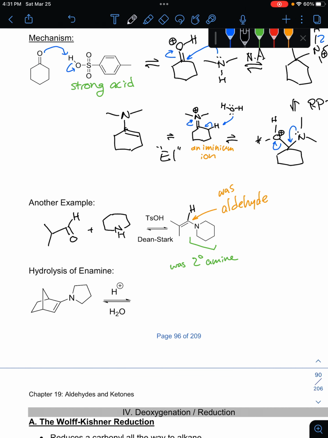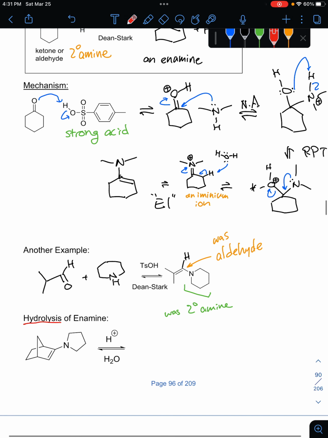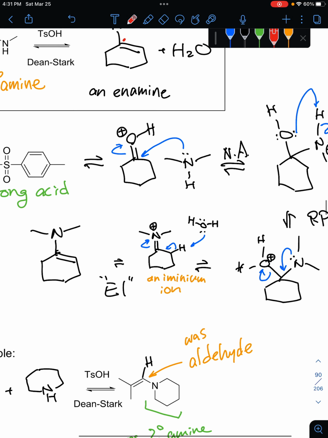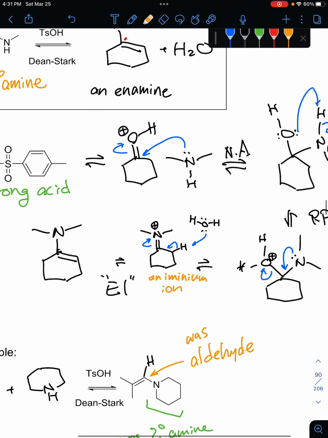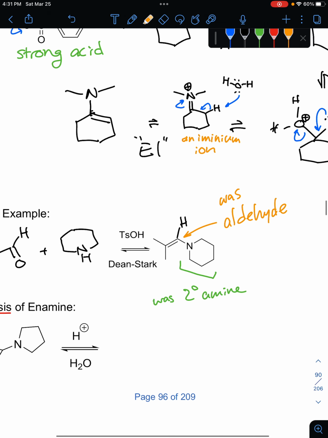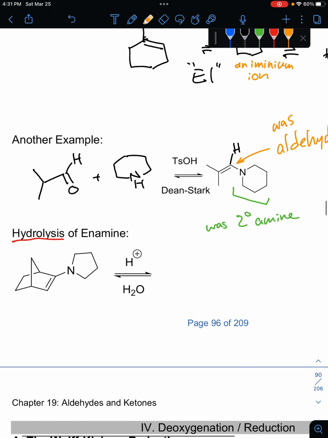And just to avoid redundancy, we're not going to do the hydrolysis mechanism in class per se. It would be the exact opposite of this mechanism. Starting with this structure, the enamine would get a proton at the alpha position like so, and then you go step by step backwards. That would be the mechanism here.